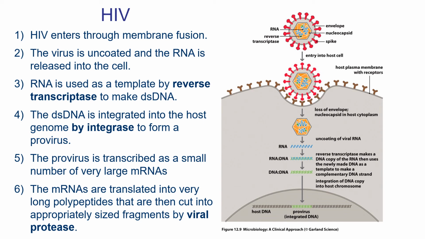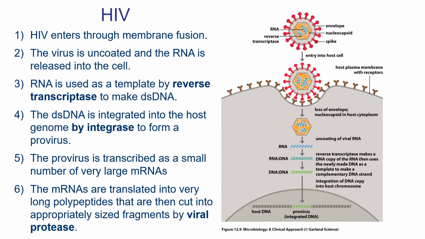That provirus is going to be transcribed, and as I mentioned, it's going to be transcribed as a few very large messenger RNAs. They're going to go out to the ribosome, and they're going to be translated to make some very long polypeptides. Those polypeptides need to be cut up because they are too big, and the proteins that result can then be pieced together to form our new virions that can then bud off of the helper T cell and go infect other helper T cells.